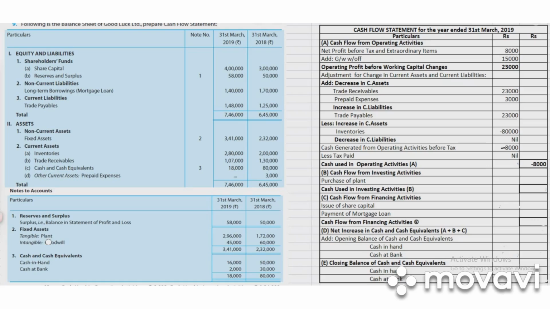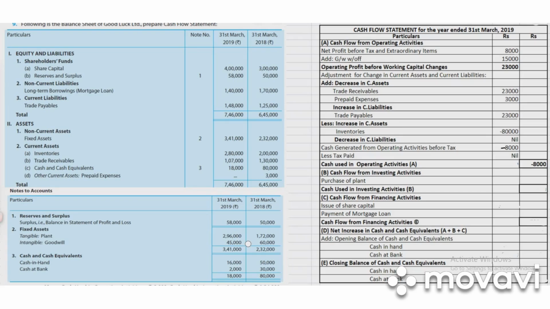Because intangible we have already considered. Here we have already taken goodwill, so only the tangible part is left. You can see it directly. Last year 172, current year 296. You simply find out the difference, so that will be purchase of plant.